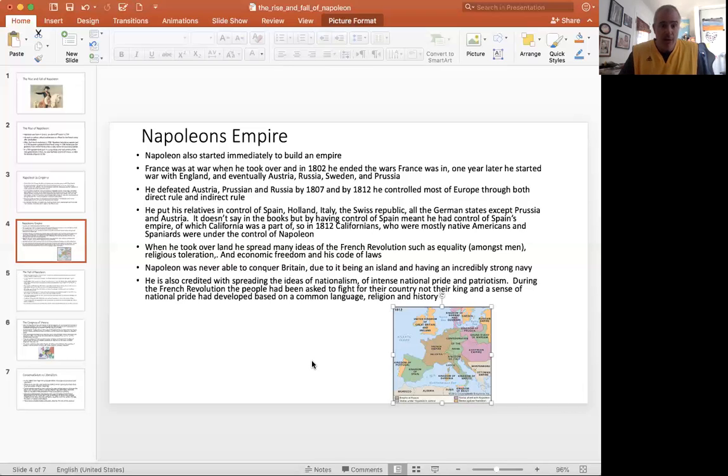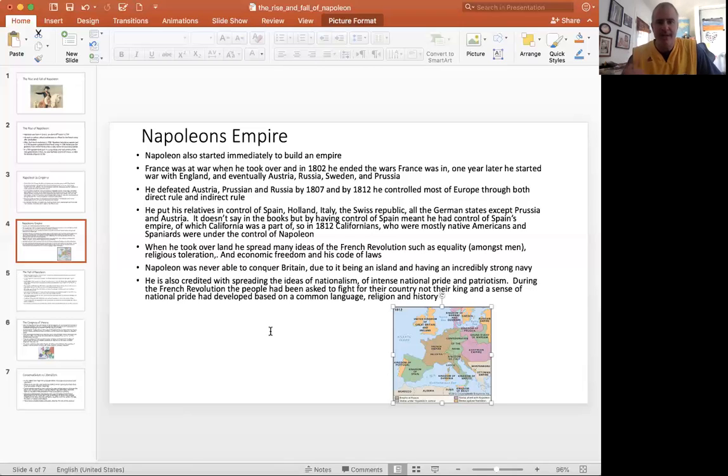He also allows religious toleration, which is a big deal. Remember the religious wars and the fact that Jewish people were mistreated by Europeans so badly, and all of a sudden he's like, whatever, religion shouldn't matter. Allow the church to be the church, and if you don't want to, you don't have to. And that's a big deal. He was never able to conquer Britain because it's an island.